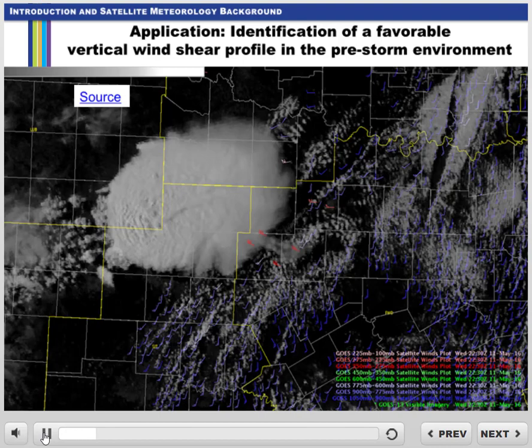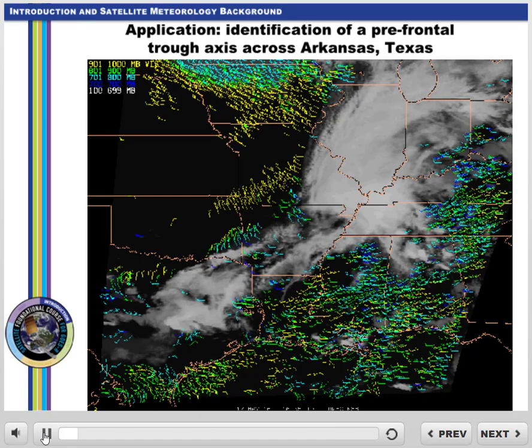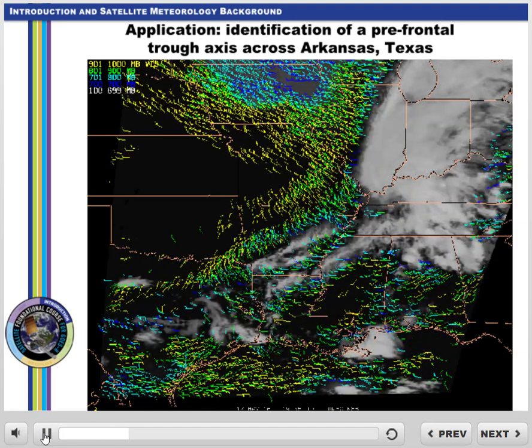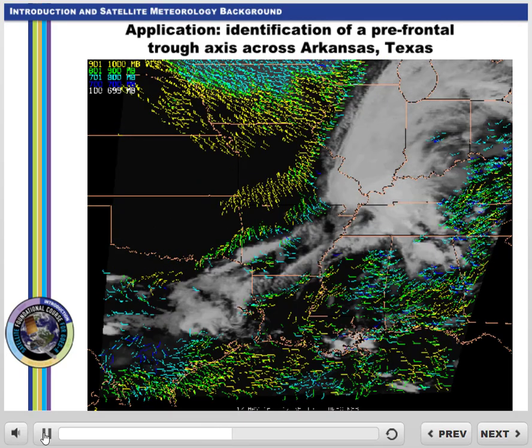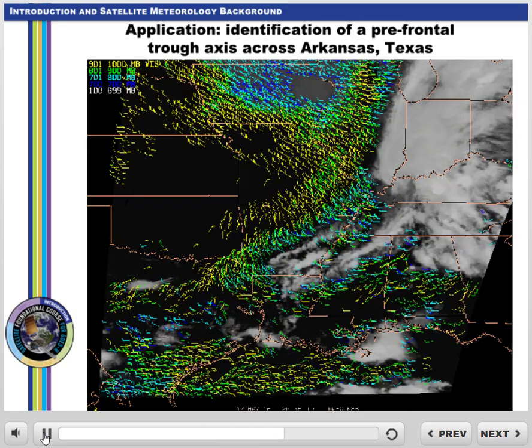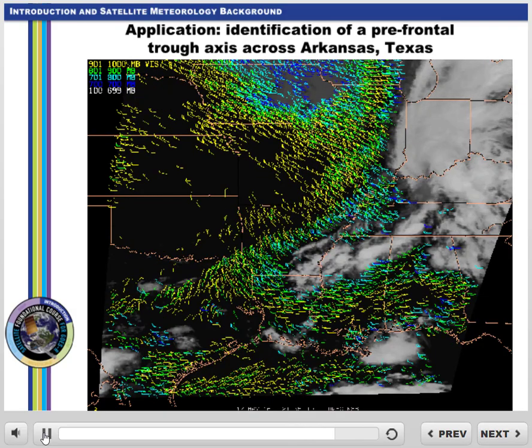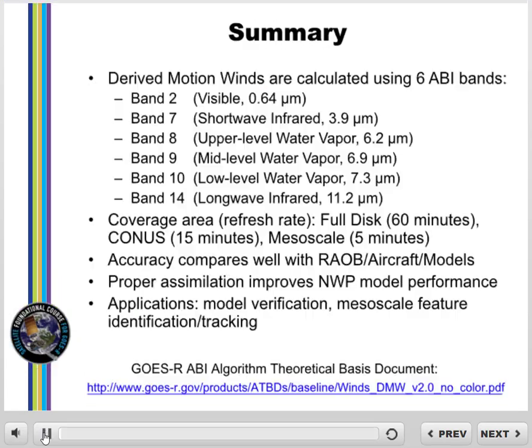Derived motion winds can diagnose mesoscale features and/or boundaries to aid in situational awareness. In this example from the Hazardous Weather Testbed blog, the winds showed that a favorable vertical wind profile existed ahead of a severe thunderstorm that had just developed over North Texas. Compare the blue low-level winds and the red upper-level winds. Here's another example from the Hazardous Weather Testbed blog showing a pre-frontal trough axis that was oriented from northeast to southwest across Arkansas and Texas. The visible derived motion winds added confidence to the location and movement of this boundary.